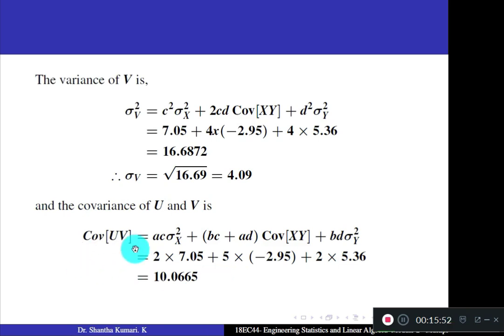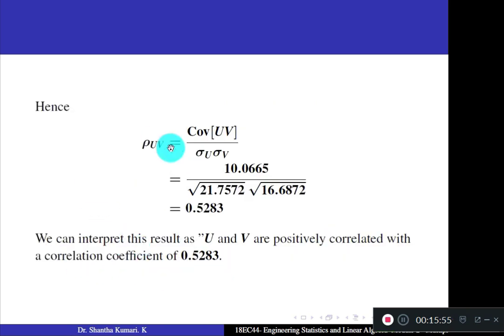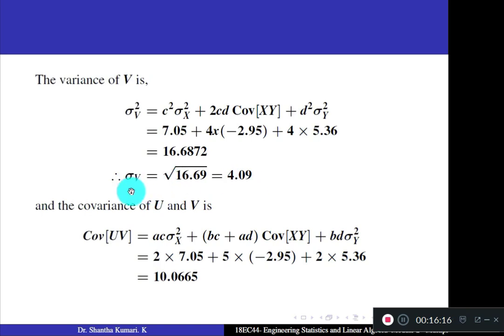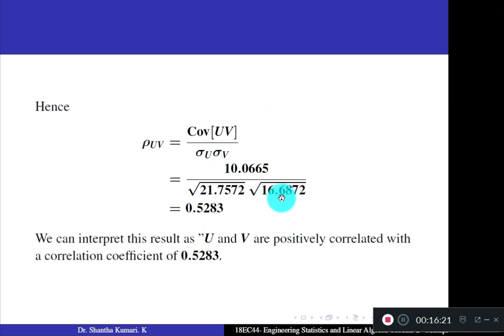Now you have covariance of UV. Directly you can find the coefficient of correlation. Coefficient of correlation is given by covariance of UV divided by sigma u into sigma v. Covariance of UV you obtained. Square root of variance, which is nothing but standard deviation of u, we obtained. And square root of variance of v, here directly we obtained the value, you can substitute. Anyway, I have written the square root of this, substitute and calculate. You get the answer 0.5283.